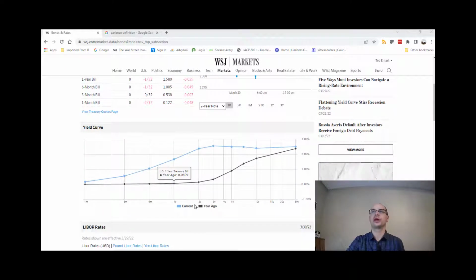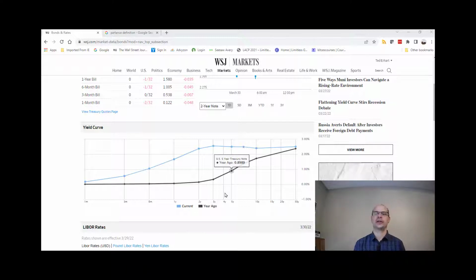I want to drop down and compare where we were a year ago. Notice the black line. This is where interest rates were on Treasuries 12 months ago. The blue line represents where yields are today, and you can see there's been a huge move, specifically at the middle part of the curve. So additionally, this is also known as the yield curve, and economists care about this because the shape of the yield curve sends a signal to where the economy may be headed.